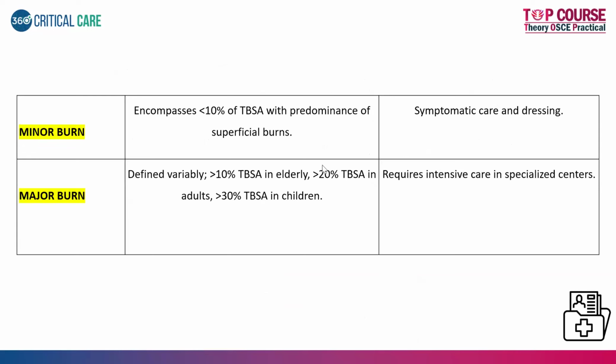So coming to classification of burns based on the involvement of body surface area, I told you earlier it will be classified as a major burn or a minor burn. Burns are classified as minor if they encompass less than 10% of the total body surface area with predominance of superficial burns. The usual care required here is symptomatic treatment. Major burns are usually defined as involvement of more than 10% of total body surface area in the elderly, 20% in adults, and 30% in children. It usually requires intensive care in specialized burn centers.